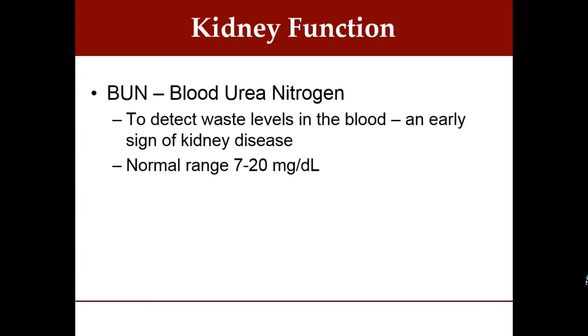And the last test we'll hit on for kidney function is what's called the BUN, which stands for blood urea nitrogen. That basically is a test similar to the creatinine that detects other waste levels in the blood, and can sometimes be one of the earlier signs of kidney disease. The normal range for this test is anywhere from 7 to 20, and it, again, has a pretty wide range.